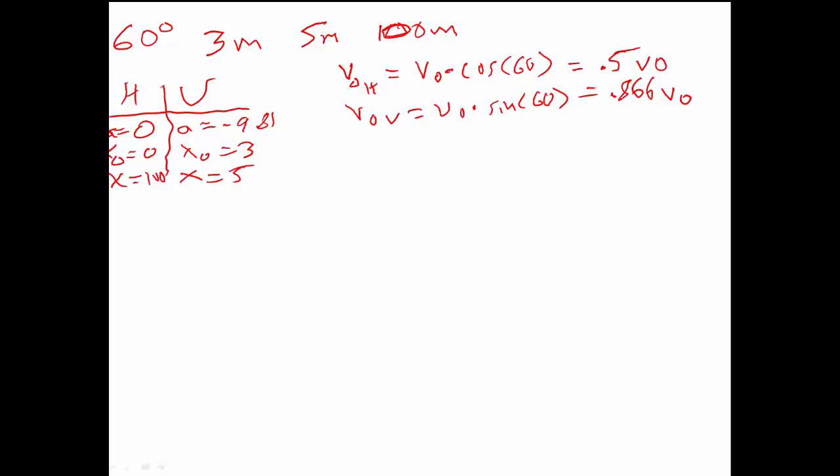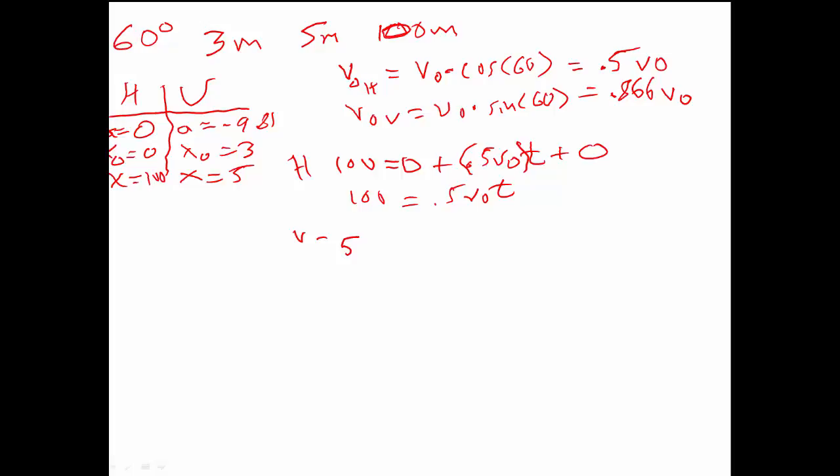Now we're going to set up our two equations. We'll first set up our horizontal. 100 equals 0 plus 0.5 v naught times t, so 0.5 v naught being the initial velocity, and the second part will be 0. So we get really 100 equals 0.5 v naught t. For the vertical, we get 5 equals 3 plus 0.866 v naught t plus 1/2 times negative 9.81 t squared.